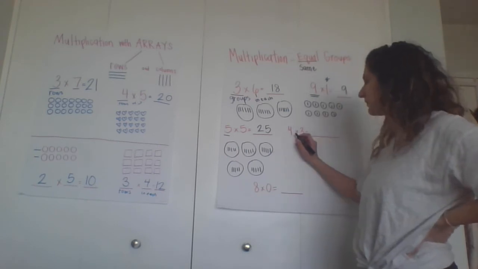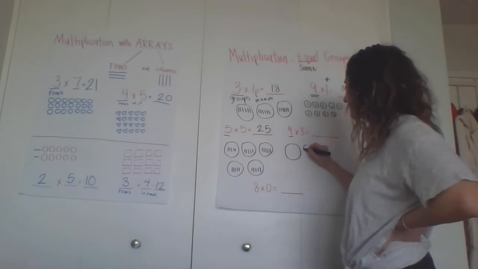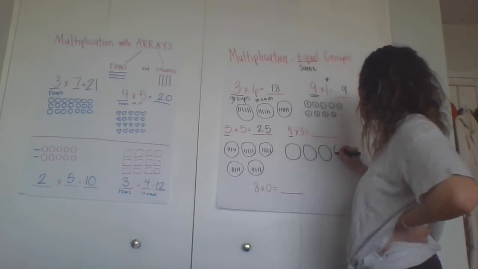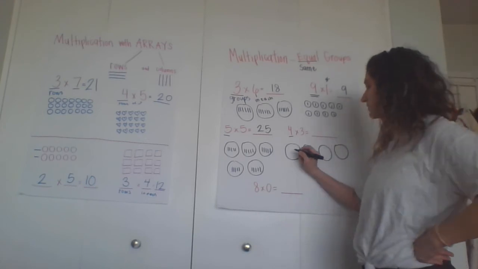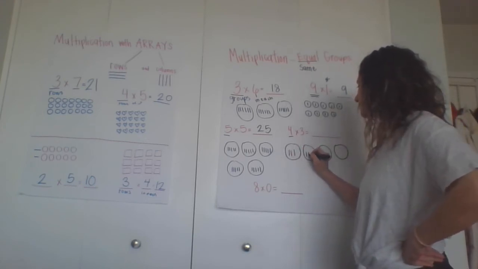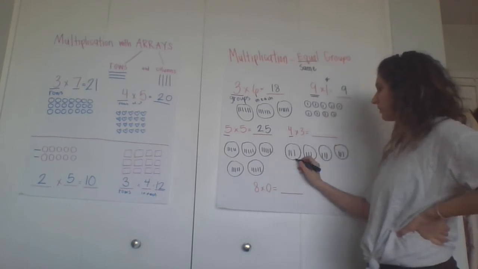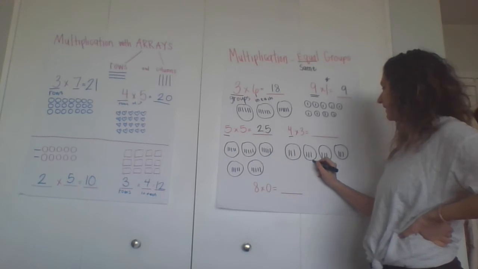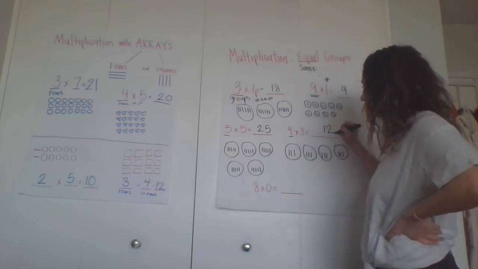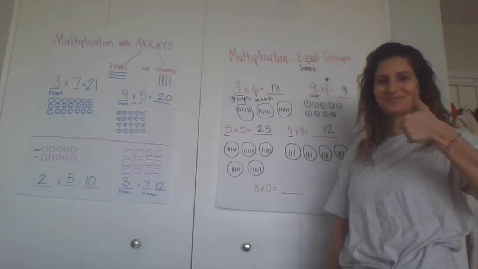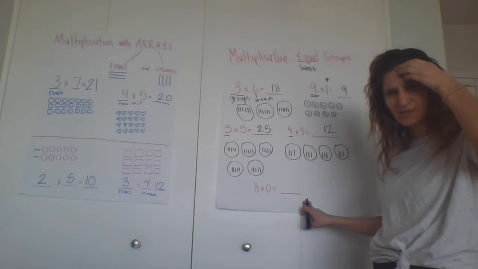All right. I'm thinking to myself, I see 4 as my first number. I'm going to make 4 groups. 3 is my next number. I need to put 3 in each of those groups. 1, 2, 3, 1, 2, 3, 1, 2, 3, 1, 2, 3. Okay, 3 plus 3 is 6. I'm just going to count on: 7, 8, 9, 10, 11, 12. Did you get 12?